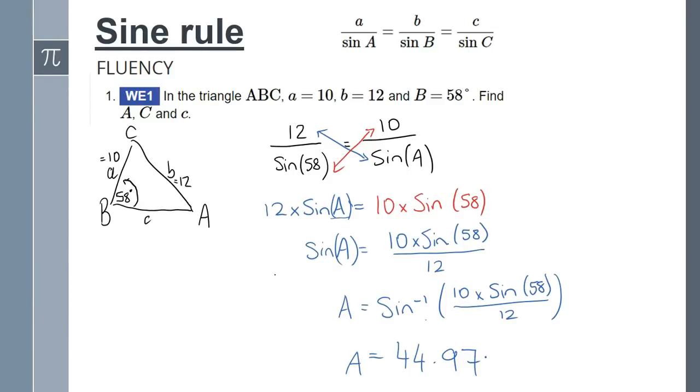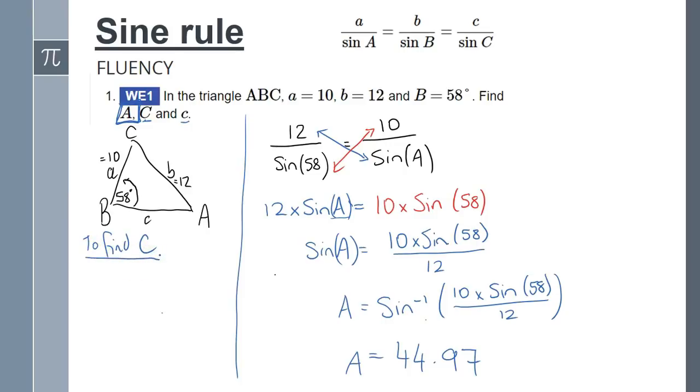So those are two examples of the sine rule. But we haven't quite finished this one yet. We've found angle A, but the question actually asks us for angle A, angle C, and little c. So we've got quite a bit left to do. I didn't read that properly, so I haven't left myself much room. We're going to find angle C over here and little c over there.